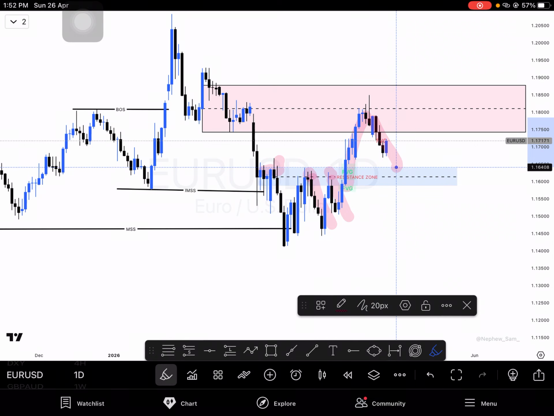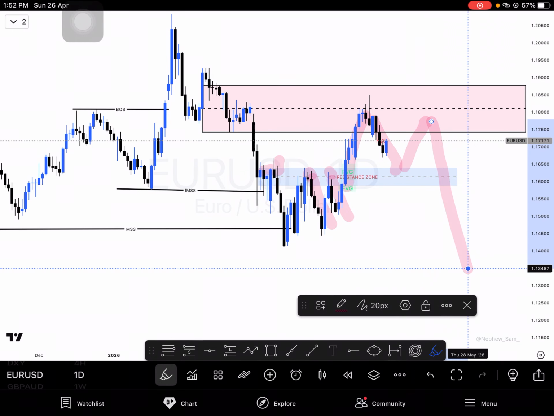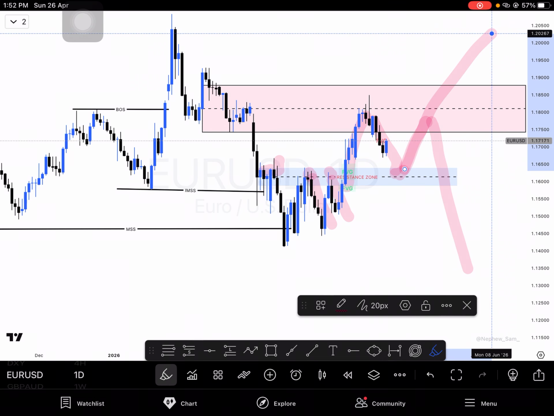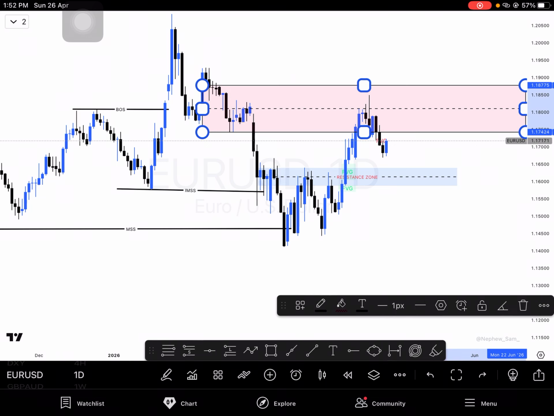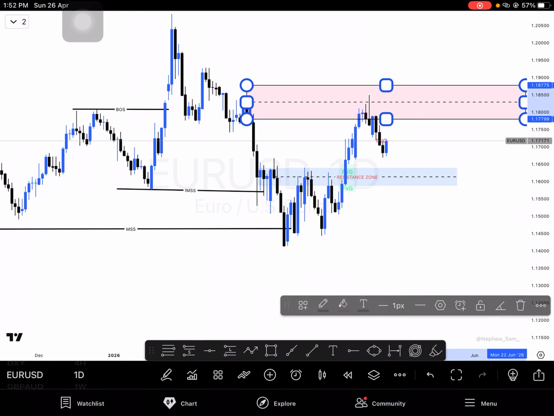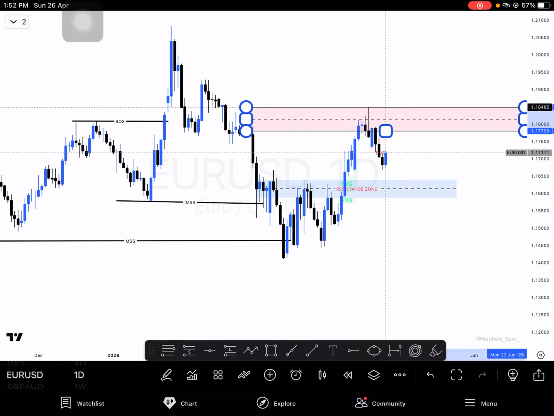So maybe price might react here and give us some reaction, then it keeps moving to the upside, or price might come here and keep moving to the upside. We don't know what the market is going to do because market is not predictable, it's reactive. We all trade according to what the market gives us. So currently market reacted off this order block, as you can all see.